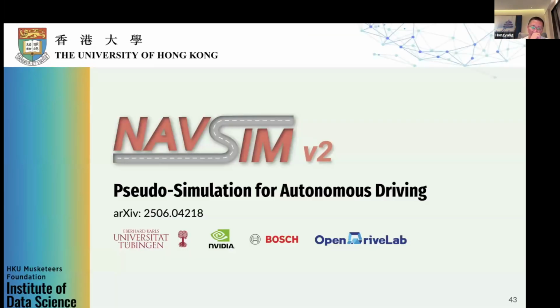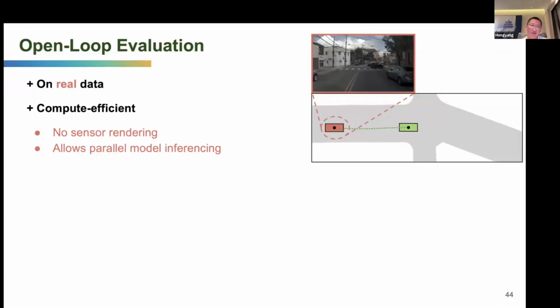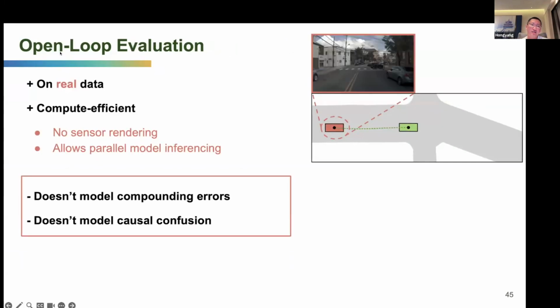And the last piece of work is pseudo-simulation for autonomous driving. This is a collaboration between Andreas Geiger, NVIDIA, Bosch, and our team. So basically, what do we mean by V2, the second version of NAVSim? Here we observe that open-loop evaluation, especially on real data, has a good part. It's also compute efficient, with no sensor rendering, and allows parallel model inferencing. But the downside is that it doesn't model compounding errors, right? So this is basically the essential distinction between open loop and closed loop. And it also doesn't model causal confusion.